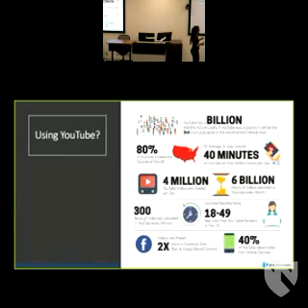If you think about the number of videos that are viewed per day, 4 million videos per day. 6 billion hours of video that is watched per day. 18 to 49-year-olds are on YouTube more than they watch cable TV. Videos are shared twice more than on Facebook and text. And 40% of YouTube views come from mobile devices.